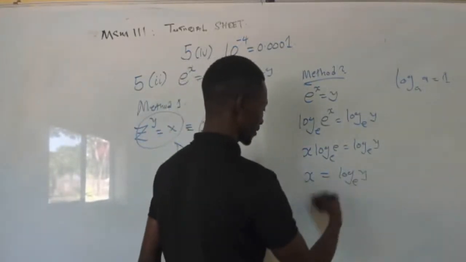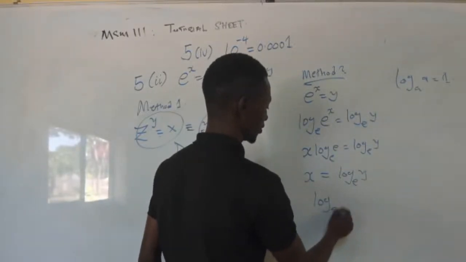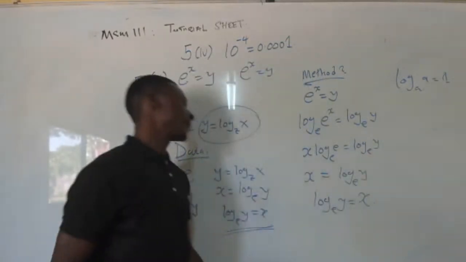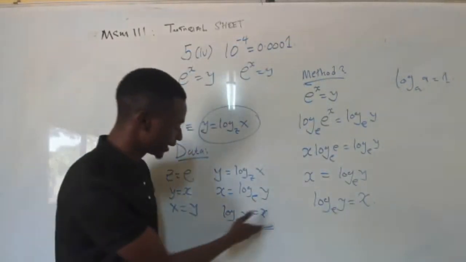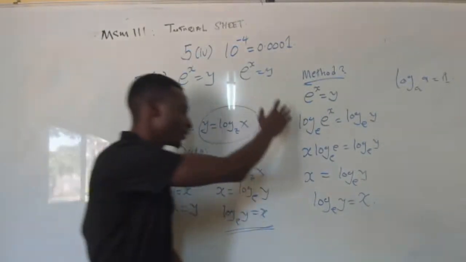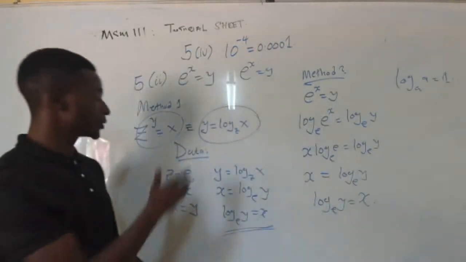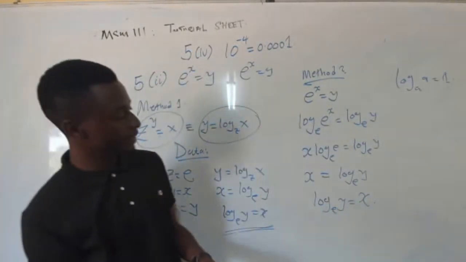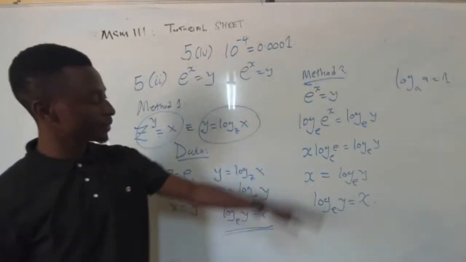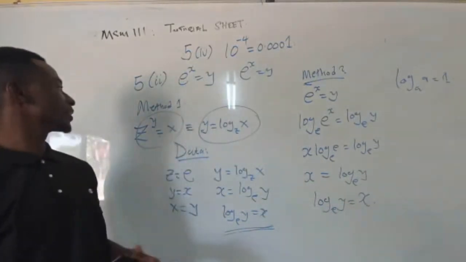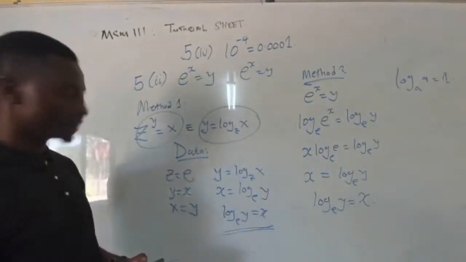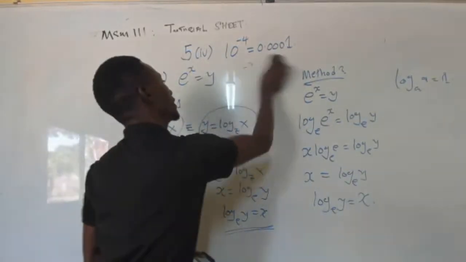So in conclusion, you can say log e y equals x. As you can see, we're getting the same answers. Use method 1, you get that. Method 2, you get that. So if you feel you can't manage this one, at least manage that one. If you can't manage method 2, manage method 1. That's what you're supposed to do. And that's question 5, Roman numeral 2. Let's proceed.